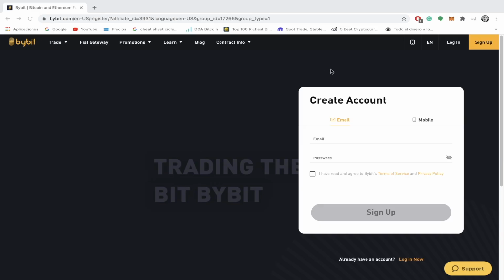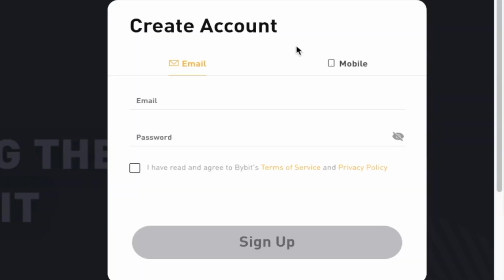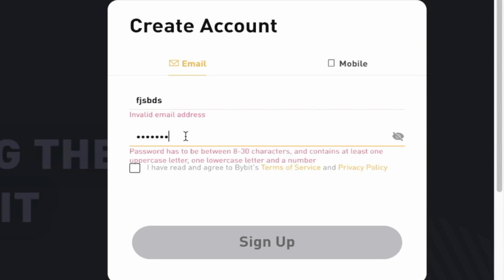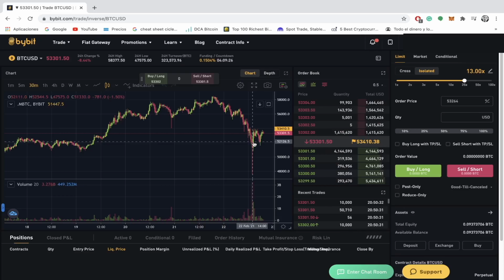Once you click on the link in the description, this will take you to this Bybit homepage. Here you want to create your account. This will take less than 20 seconds. You want to use a mobile or an email. Let's go with an email. Here you will type your email address. You will create a password, and here you're going to accept the terms and privacy policy, and then we just sign up. Once you sign up, this is what you're going to see, the actual Bybit leverage trading platform.